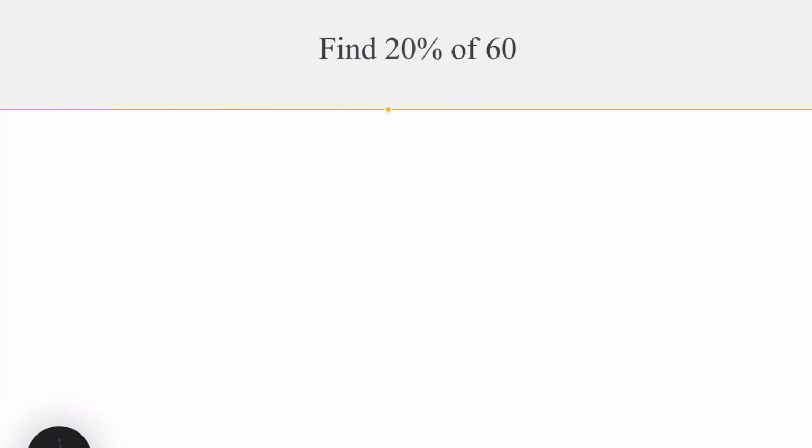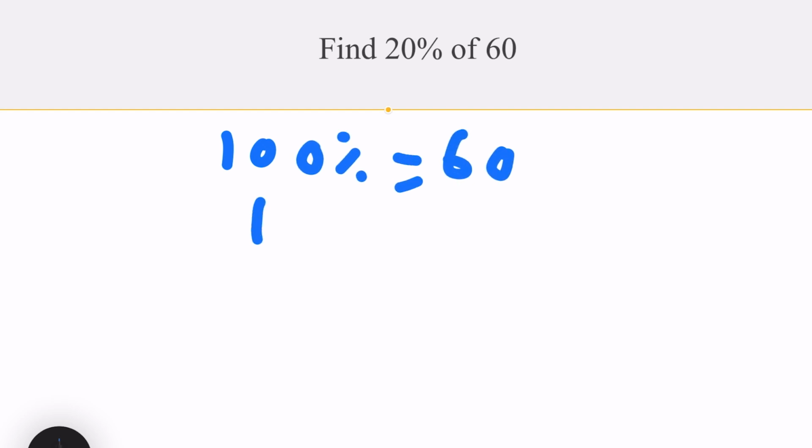Okay, so moving on to the next question. This time we have find 20% of 60. The first thing to do is find 10%, so what we did last time. So we can write down that 100% is equal to 60. To get 10%, we divide both sides by 10, so we get 10% is equal to 6.